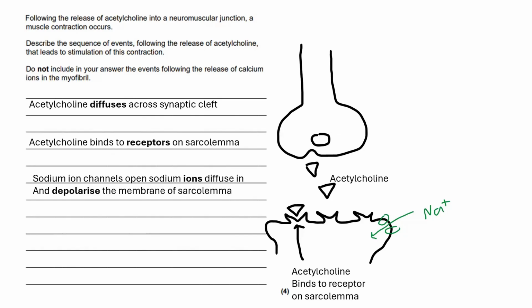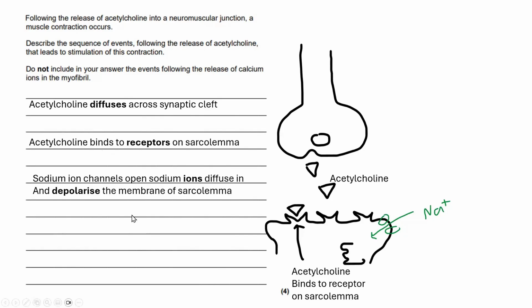Now very key that you don't say sodium diffuses in, because they want the word ions, because sodium atoms aren't charged, so they're not going to cause depolarization. So if you just say sodium diffuses in, they're going to say, well, that wouldn't cause depolarization. So the reason it has to be ion in A-level biology is because you need a positive ion to move in to cause that plus 30 millivolt, that depolarization of the membrane.